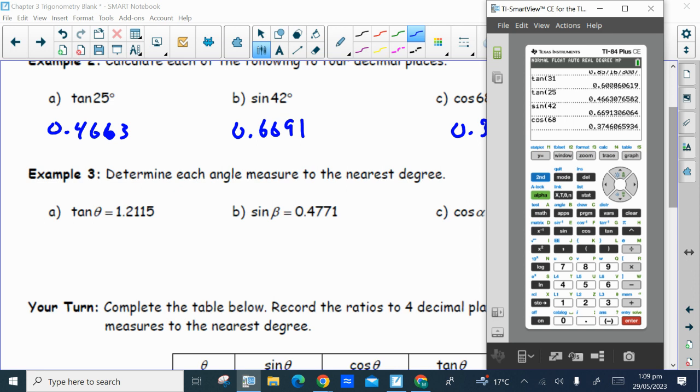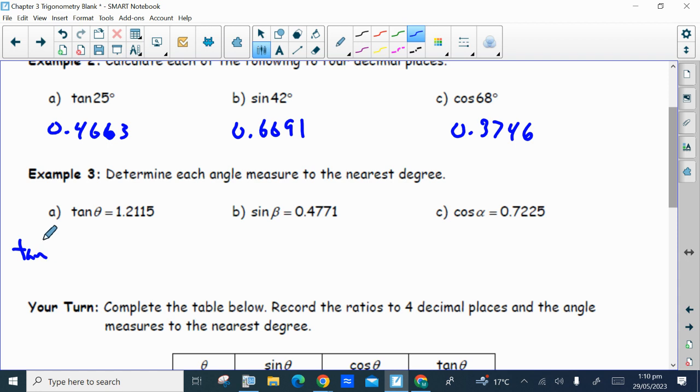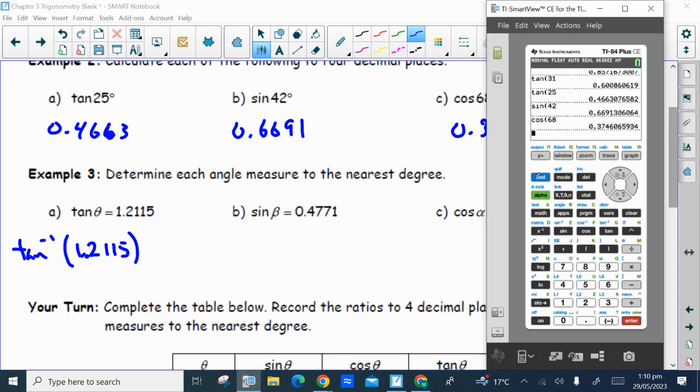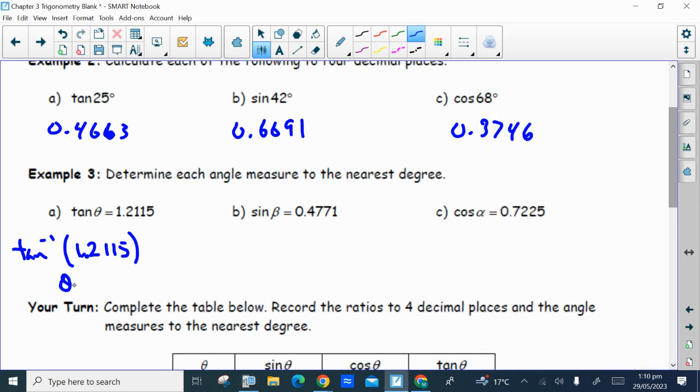So if the tangent of the missing angle is 1.2115, and you want to know what theta is, this is where you'll go tan to the -1 of that decimal. That's what you're going to put in your calculator. So in my calculator, I go second function first to get what's above tan, to get tan to the -1. I'll put that decimal in there and hit enter, and it tells me what the angle is. To the nearest degree, the tangent would be 90 degrees. So theta is approximately 90 degrees.